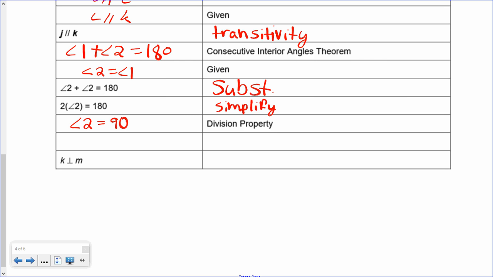So this is another thing a couple people forgot on the test. There is a line in between having 90 degrees and perpendicular. What's the line in between there that you need? You need to say it's a right angle. Angle 2 is a right angle. You cannot go straight from 90 to perpendicular. You have to have that middle step to say that it's a right angle first. That's because of definition of right angle. Right?